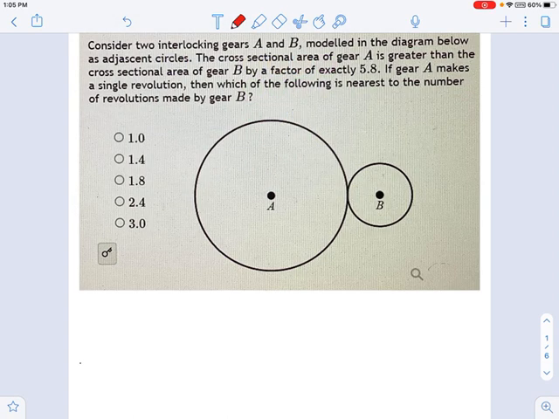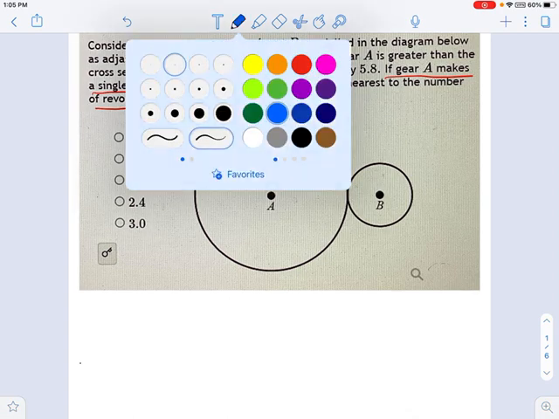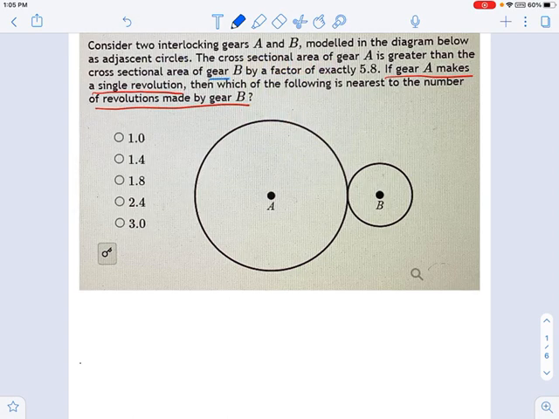It's asking us for the number of revolutions made by gear B if gear A makes a single revolution. Okay, so it wants to know if gear A makes one turn, how many turns does gear B make? You can see that B is going to make multiple turns because it's a smaller wheel. And the clue that we're going to use to get through this is the fact that their areas are related by a ratio of 5.8. The area of A is 5.8 times bigger than area B.